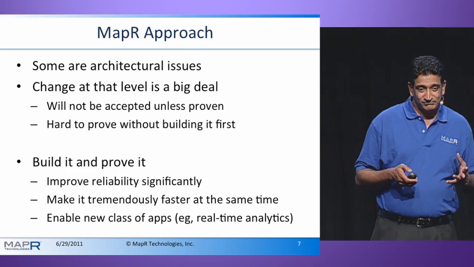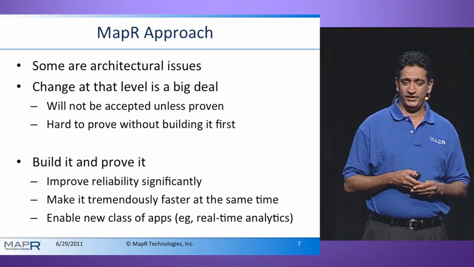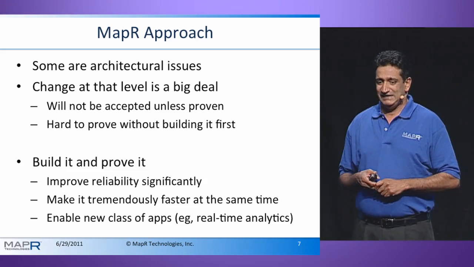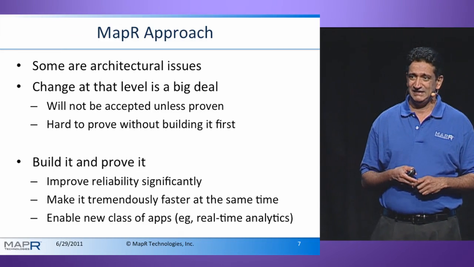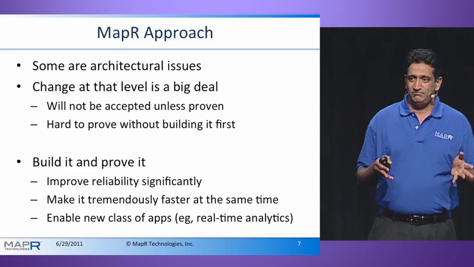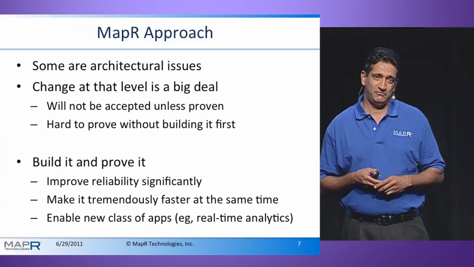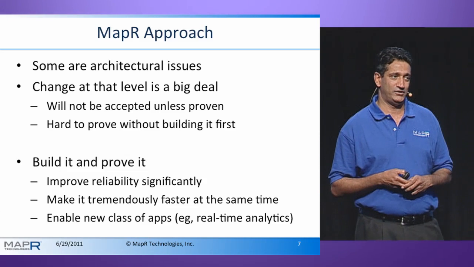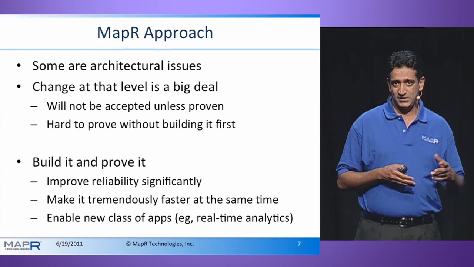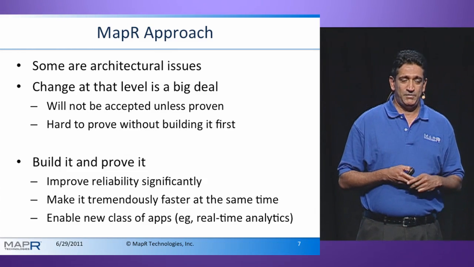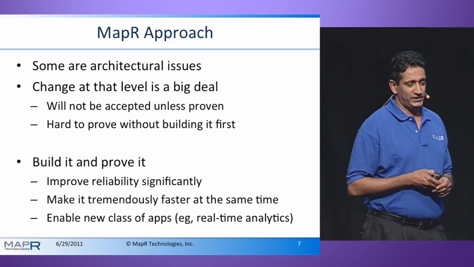So we looked at the problems. We said some of these are architectural issues, and the change at that level is a very big deal. And how do we get this change accepted if we try to propose it? So we said, why don't we build it and see if it actually works? And if that happens, then maybe it'll get accepted better. And so that was our approach. So basically, build it and prove it.